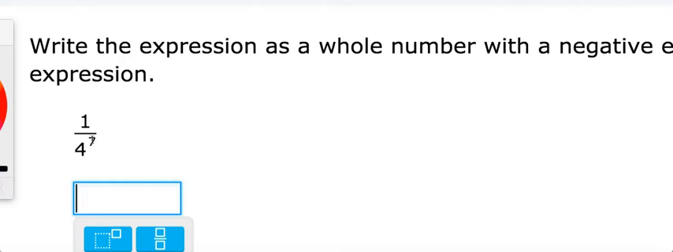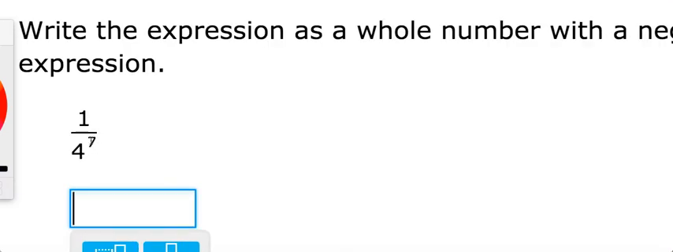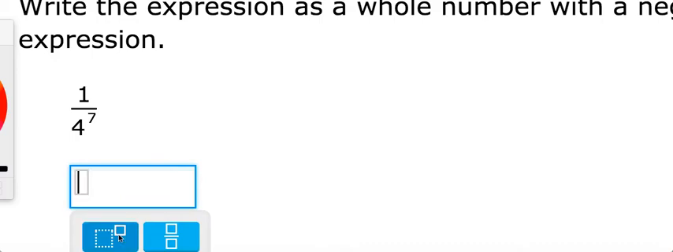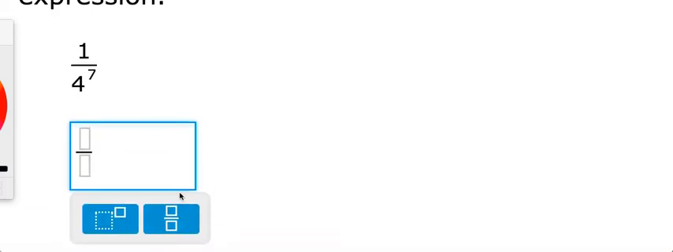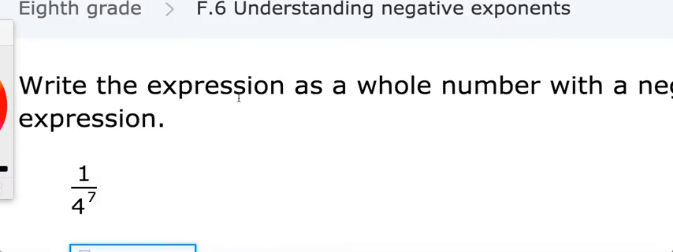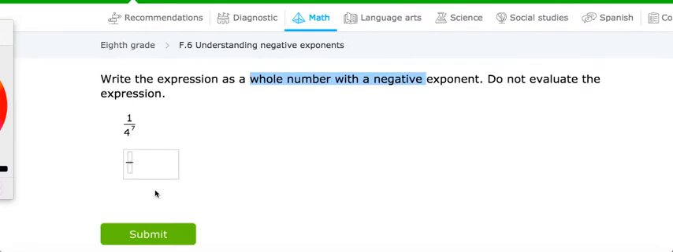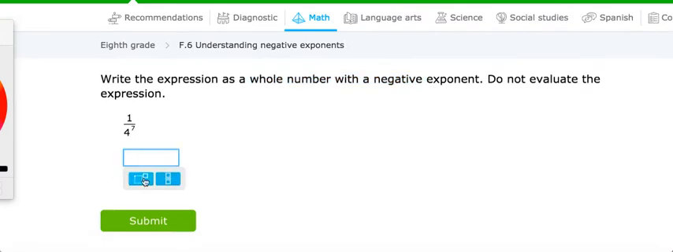So if the 7 is positive down here, how do I go opposite? Negative, right? I make it negative. So here we go. I want a whole number. So you're going to choose this one, not this one, because that would give me a fraction. It doesn't want a fraction. It wants a whole number with a negative exponent. So we're not going to do this one. We're going to do this one. Let's delete that. So here we go.